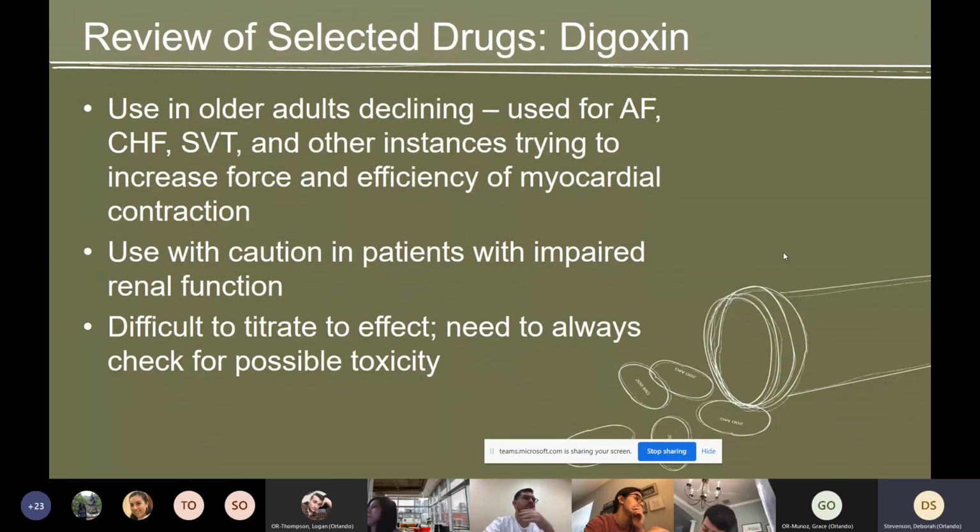We've got to be careful about the renal function with this type of drug, because it's going to be excreted through the urinary system, and so if the renal function is not good, then there's going to be a toxic buildup. All right, and we'll talk about that in just a minute. Need to always check for toxicity.